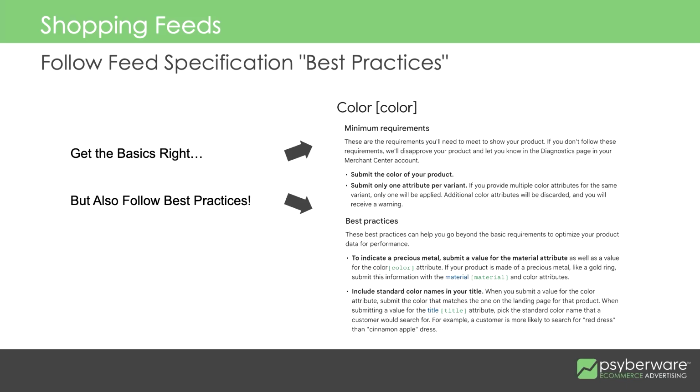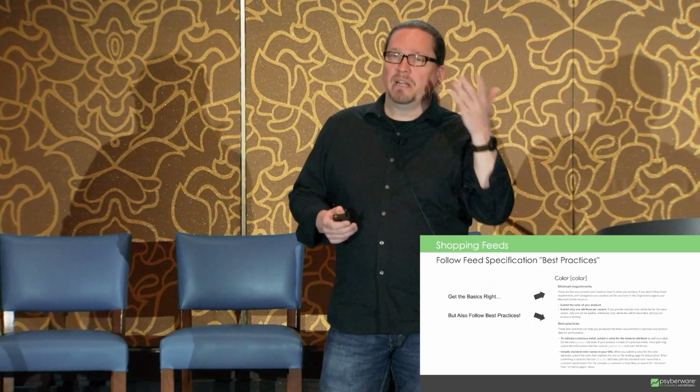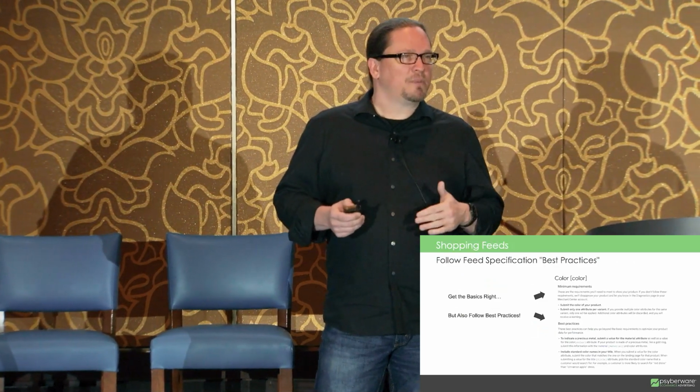But there are a whole lot of additional things that can be done to improve the product data and make the ad campaigns perform even better. So for example, on the Google Shopping Feed specification, there's this section of each of the attribute specifications. We have minimum requirements. That's usually what developers focus on. Let's get the minimum done to get these products in the feed.